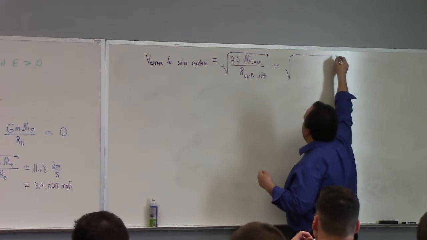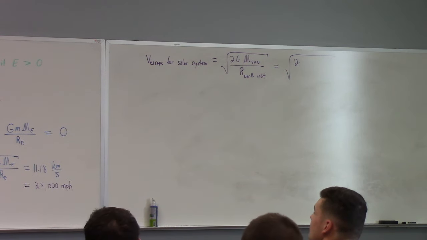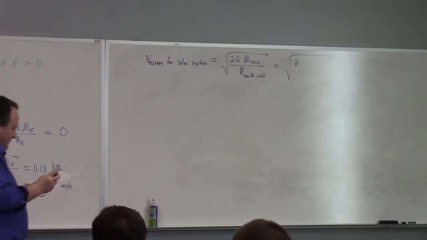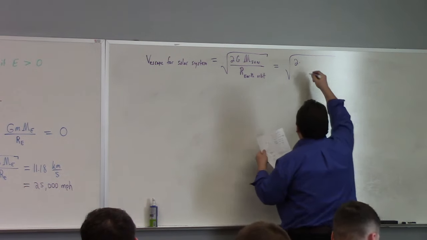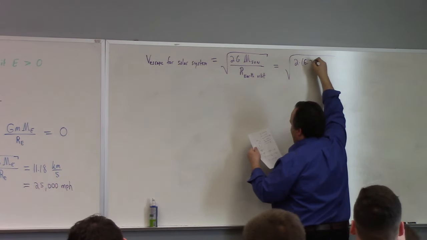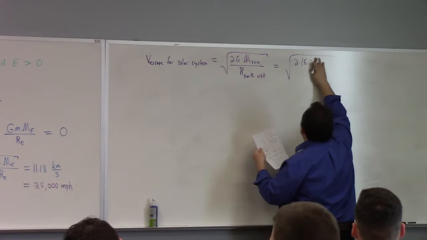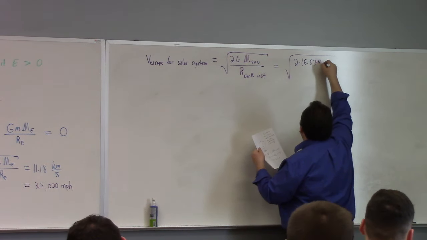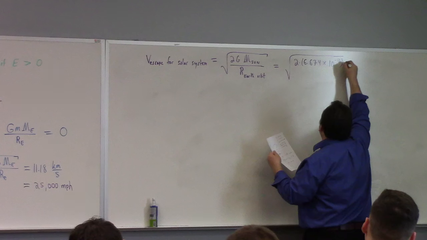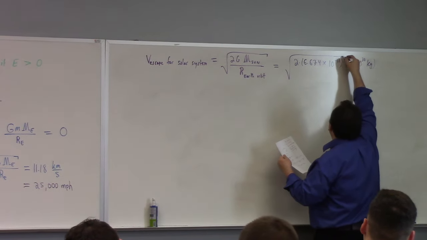So that's the square root of 2 times... 6.371. Oh, I'm sorry, that's the wrong number. 6.674 times 10 to the minus 11. That's the big G. The mass of the sun, I'm remembering 2 times 10 to the 30th kilograms. Anyone want to check me on that?